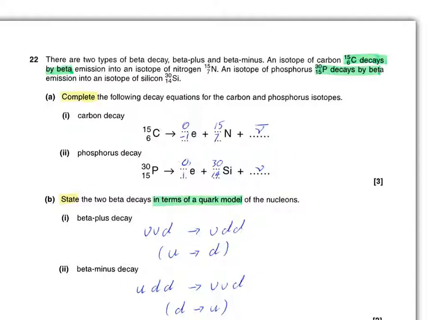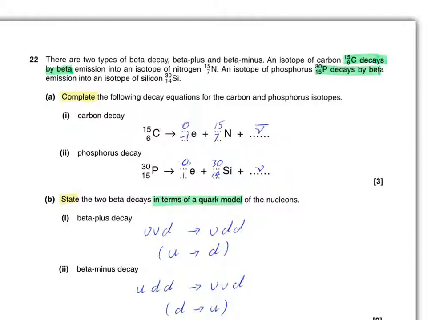For the phosphorus decay, again, I can drop straight in the silicon 30, 14 silicon. Again, then I can look at the proton numbers. I've got 15 on the left, I've got 14 on the right, so I need another 1. So I've got 0,1 E, and if I wanted to, I could even put in that was an E plus, a beta plus. Because that's an antiparticle, that must be a particle.